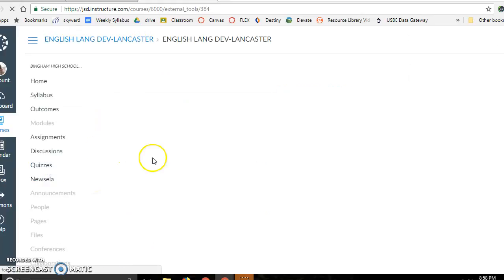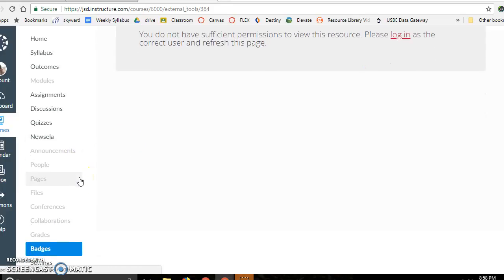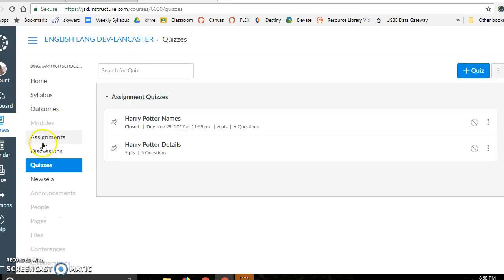Anyway, badges. I tried to do this, but I could never get the badges thing to work for my computer. I tried like 3 different times. So I guess that's why it's extra credit, because it doesn't work. And then I have my quizzes, right? Oh, I already did that.